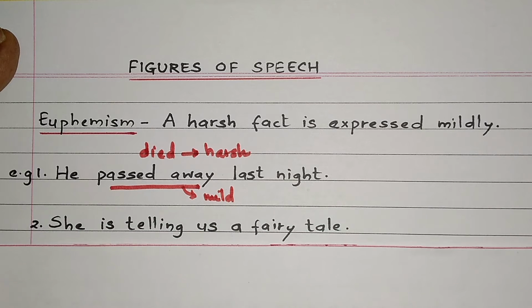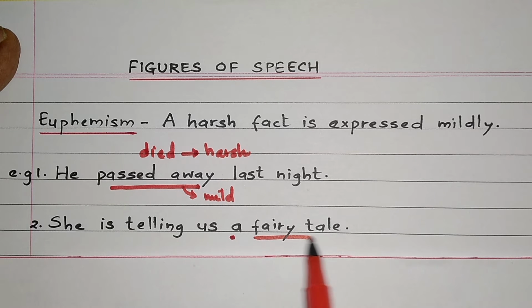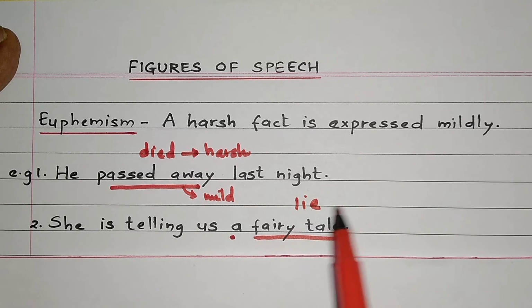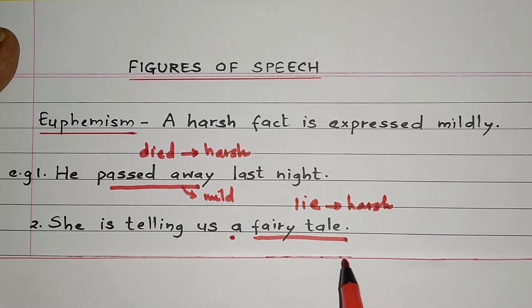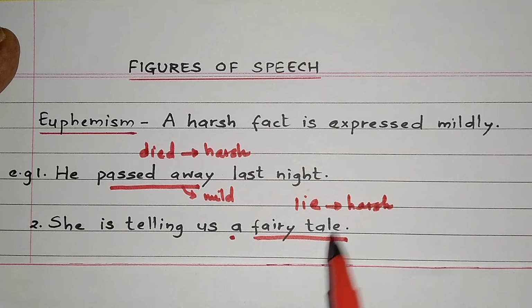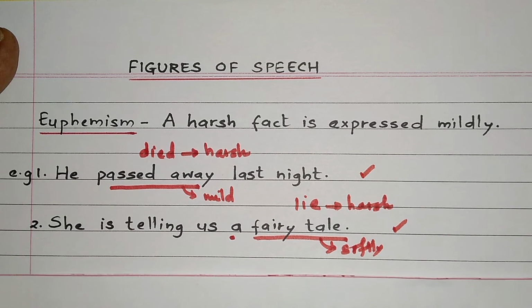Next, she is telling us a fairy tale. Here it actually means that she is telling us a lie. But instead of saying lie, it's very harsh. The same fact is expressed very mildly, softly by the words fairy tale. So again, in both these cases, the figure of speech is euphemism.